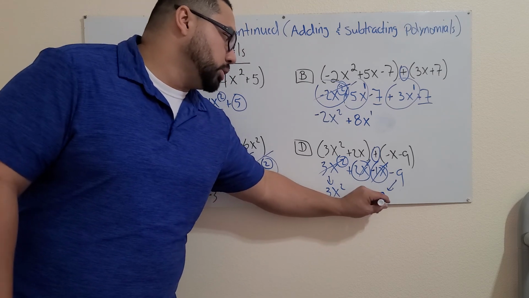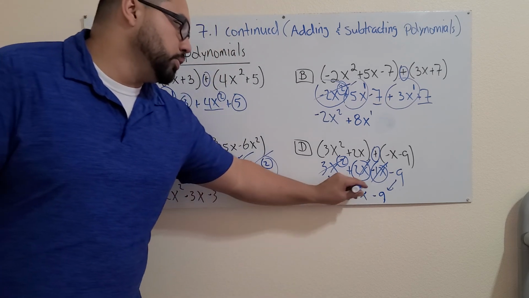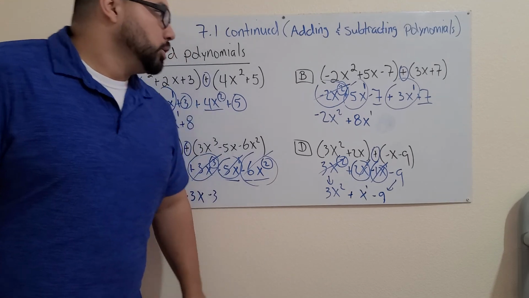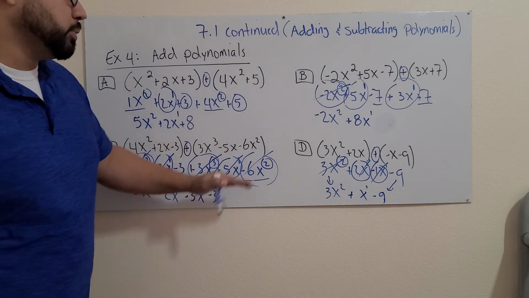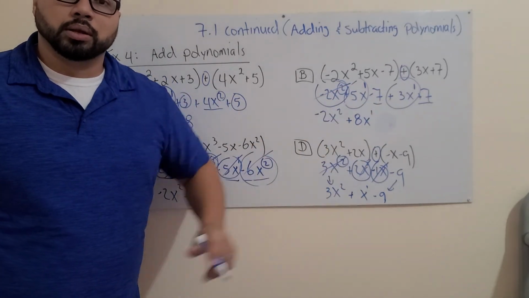And again, this is what you call standard form. It goes 2, 1, 0. So when you guys are adding, just make sure you put your answer in standard form, which means write it from the highest exponent to the lowest one.